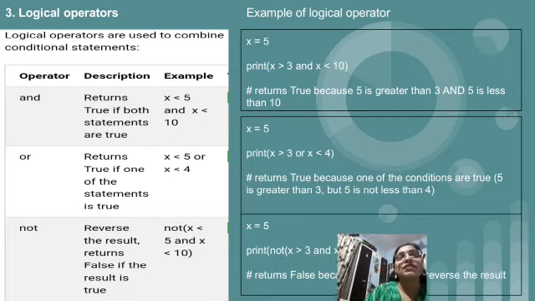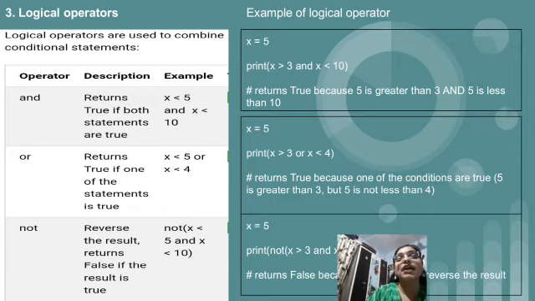After that, we have used OR. Value of x is 5. 5 greater than 3, the condition is true, or 5 less than 4, this condition is false, but as we have used the OR operator, if any one of the conditions is true, still the result will be true. So in this case, the first condition, that is x greater than 3, is true. This is the reason why the answer is true.